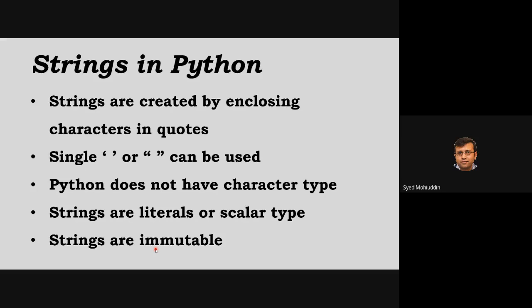So immutable means once it is created, it cannot be changed. When we assign a new value to these strings, a new object will be created in the memory, and the old object is destroyed. So that is what we mean by immutable. This immutable and mutable we will be using in later sessions also, when we go into the depth of other data structures that Python has.